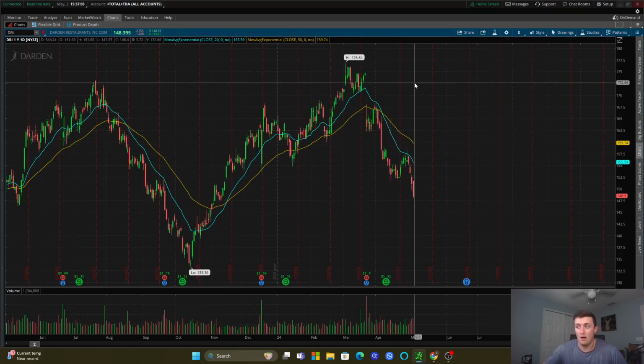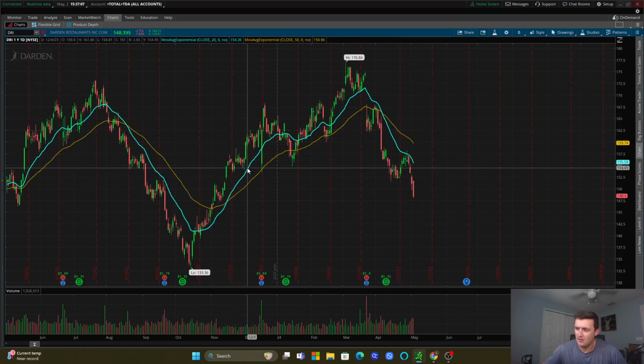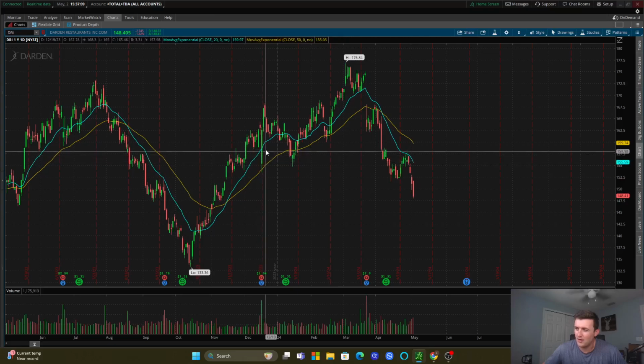You could just trade off the EMA itself, and you can see if we touched right here, it broke through the 20 and immediately bounced right back up. Touched the 20 again, bounced up, broke through the 20, broke through the 50, and bounced right back up. Because remember, we're bullish on this stock until this blue line crosses the yellow line.